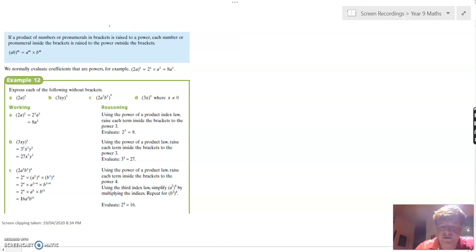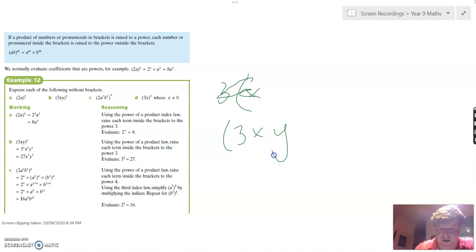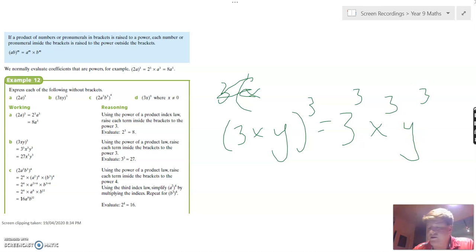So we've got 3xy cubed. And we're asked to get rid of the brackets. So the first thing we've got is 3 cubed. They're all going to be cubed, times x cubed, y cubed. Now, we can use our calculator and find the value of 3 cubed. We might know that that equals 27. So it's going to equal 27x cubed y cubed. Okay.